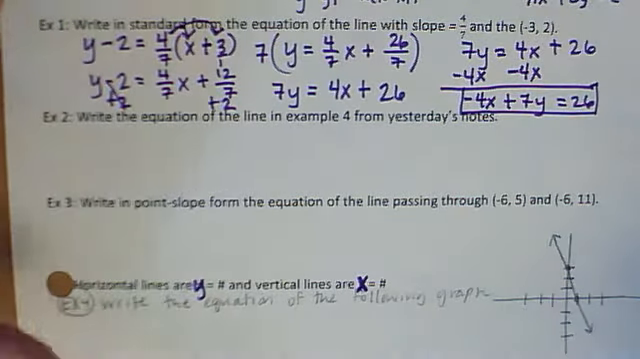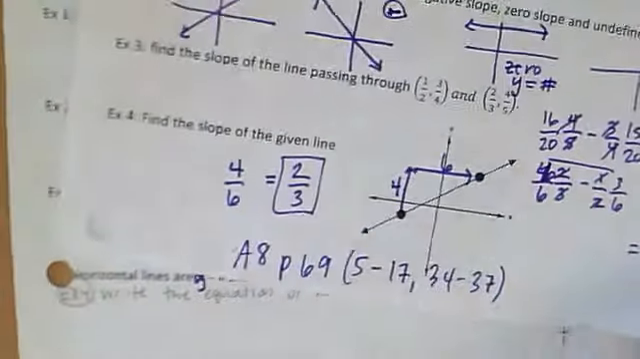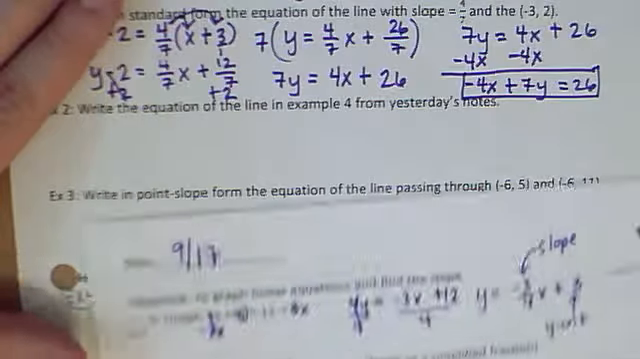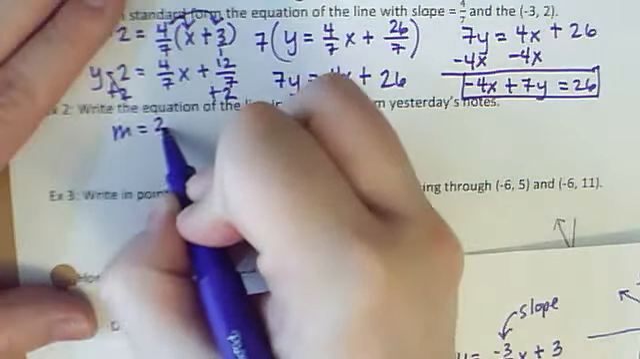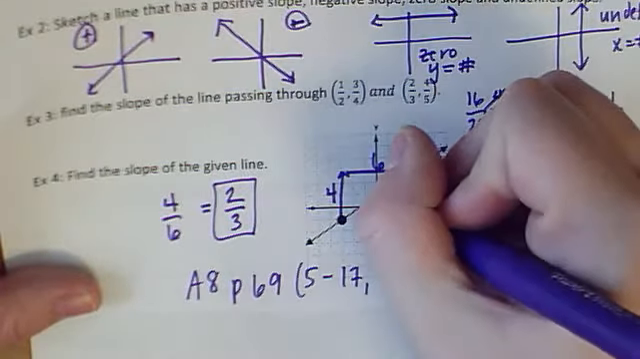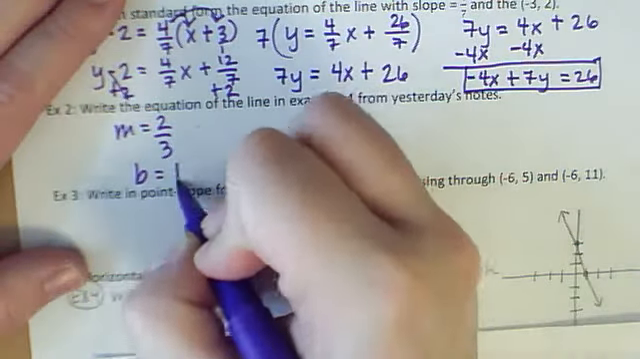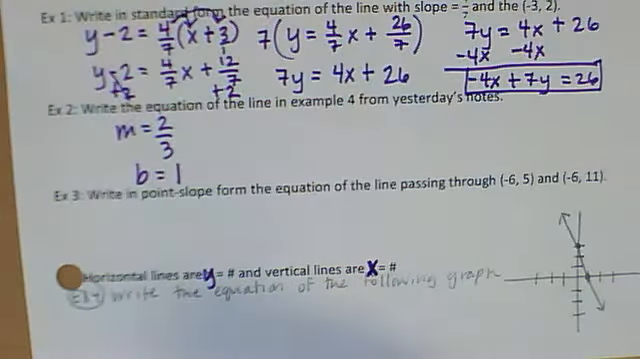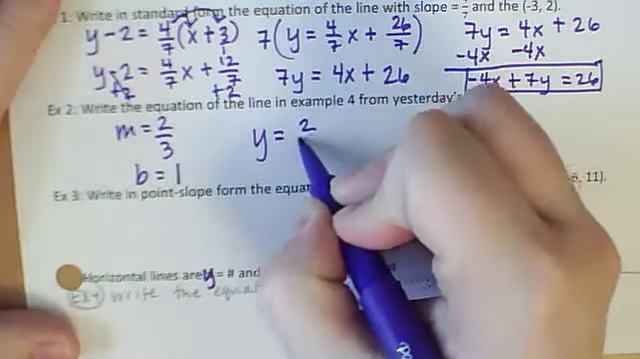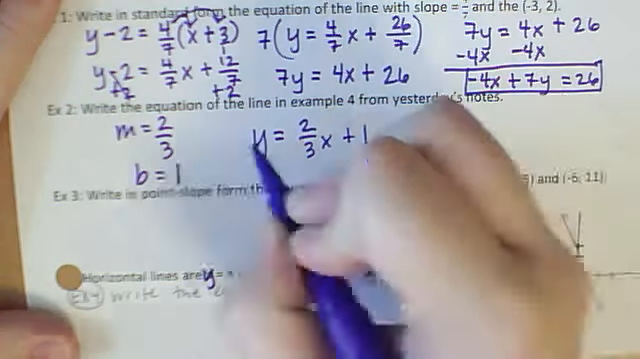Example 2 says write the equation of the line in example 4 from yesterday's notes. So if I grab those back out from yesterday, here's example 4, where we found that the slope was 2/3. So m is 2/3. The other thing I can use is the y-intercept. If I look, it crosses at 1. So I know that m is 2/3 and b is 1. That lets me know that I can use y equals mx plus b and just plug those straight in. And there we have it.